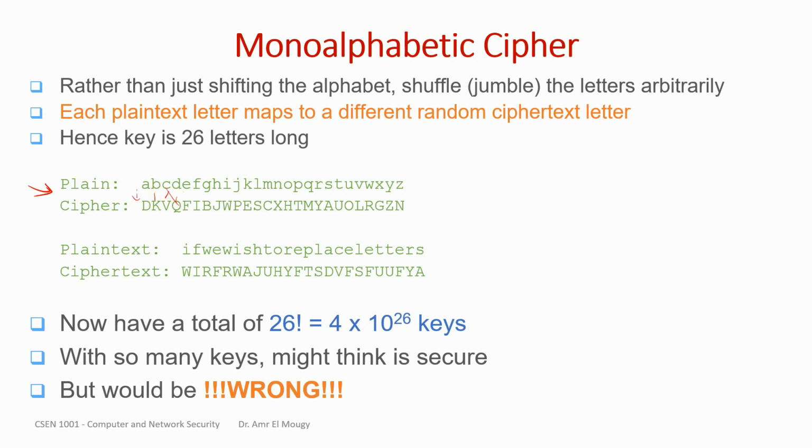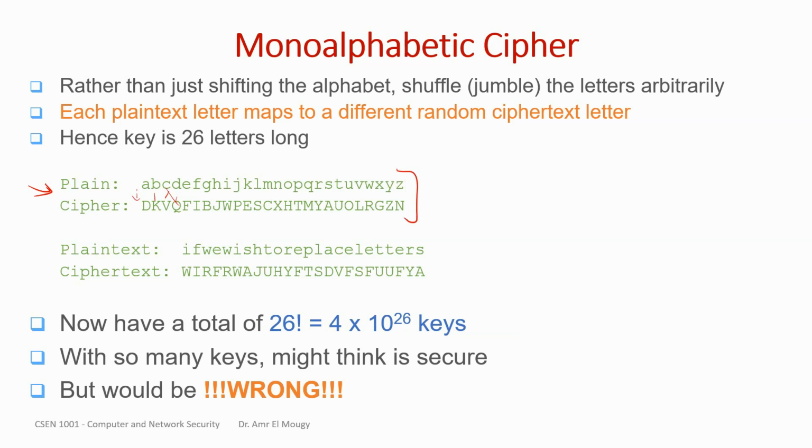So you will see that the shift from plain text to ciphertext is not fixed. Between A and D, there are only 3 positions. Between B and K, there are more positions. So there is not a fixed shift in the key positions between plain text and ciphertext. And the key in this case is this entire map.